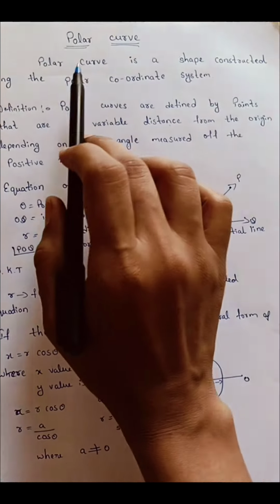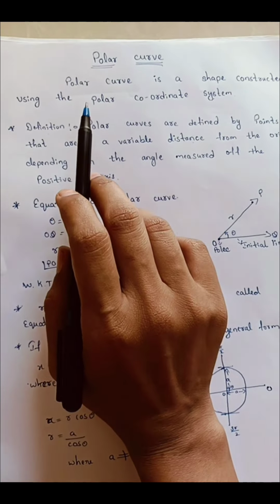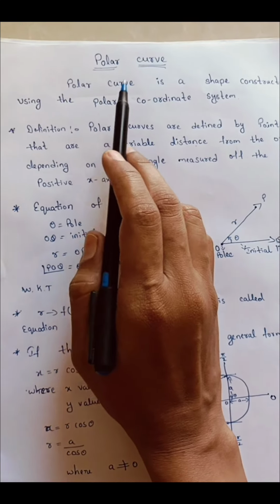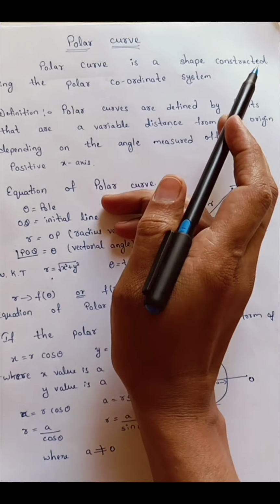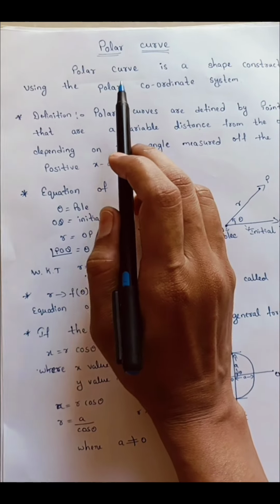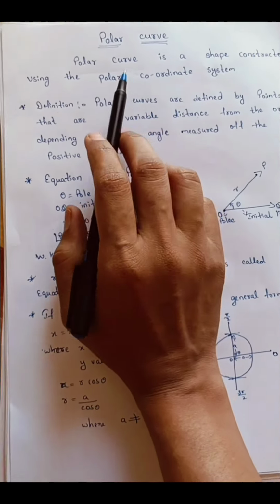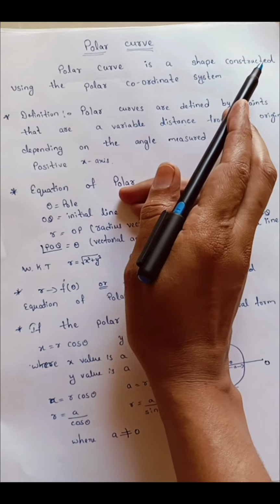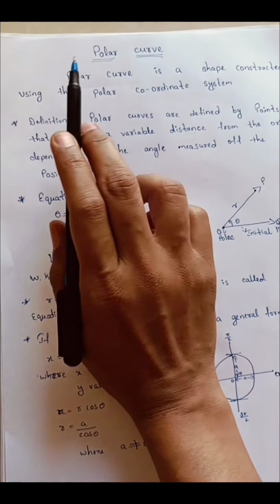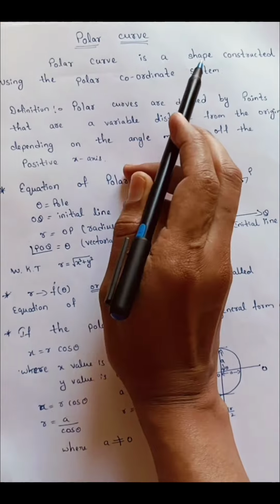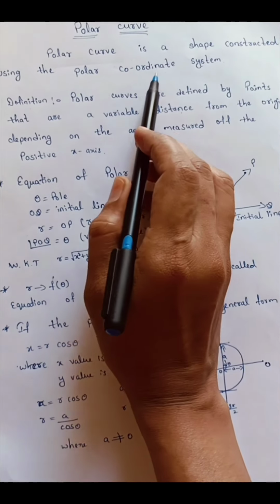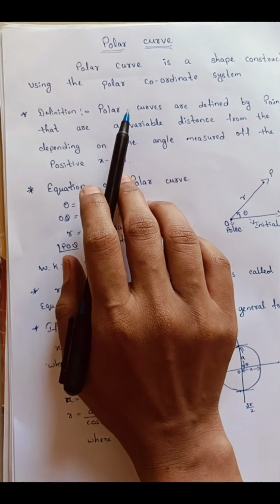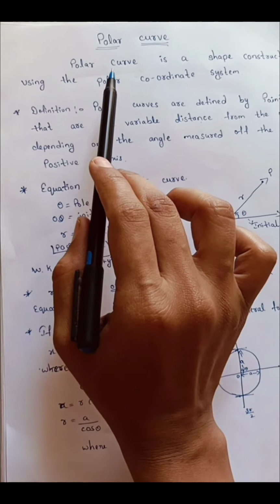Today's topic is polar curve. Firstly, we discuss what is the meaning of polar curve. A polar curve is a shape constructed using the polar coordinate system. See here, this polar curve is one such shape. That shape is constructed using the polar coordinate system, which we discussed in the last video, right? So this is the meaning of polar curve.